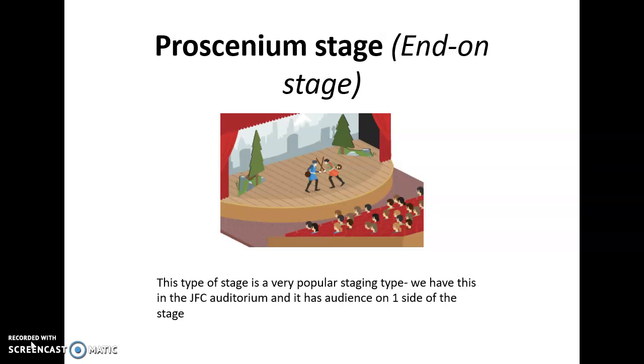A proscenium arch stage is what we actually have at the John Fernley Auditorium. So if you go in there, you see the stage and you see the curtains framing the stage. This is a very popular type of staging and the traditional stage you see at a lot of theatres that you go to. A proscenium arch stage is defined as an audience on one side of the stage. So there's only audience on one side of the stage. It might curve round slightly, but generally there's an audience on one side of the stage. Okay, so that's proscenium arch staging.